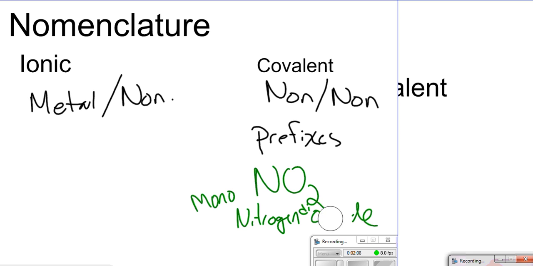And the first element can receive any prefix with the exception of mono. So we're going to get rid of mono in this case. So this would be nitrogen dioxide.